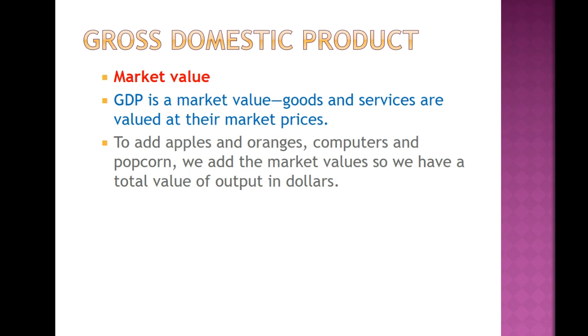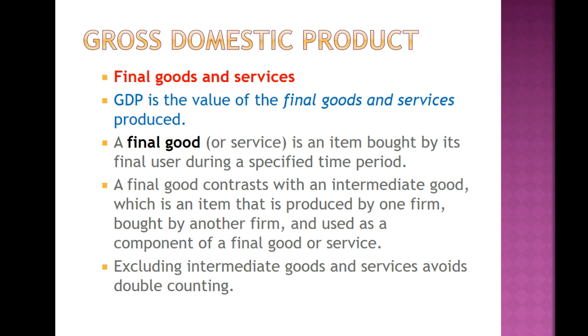So number 2, final goods and services. GDP is the value of the final goods and services produced. A final good or service is an item bought by its final user during a specified time period. We're going to explore more in the worksheet about what a final user is, but it's the person that at the end is going to consume whatever, being the good or the service.